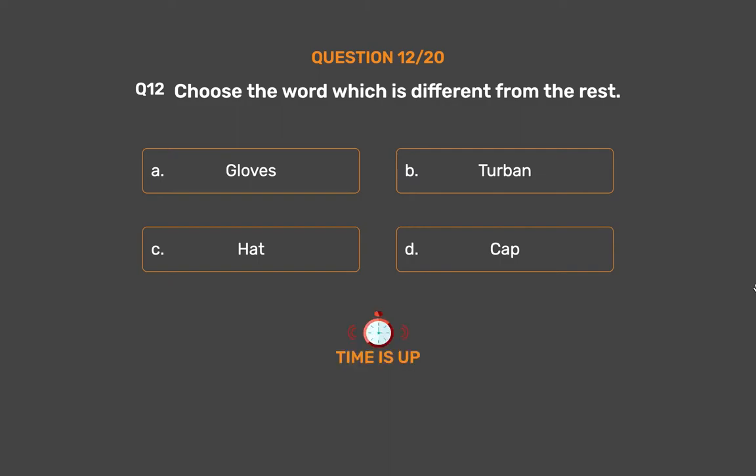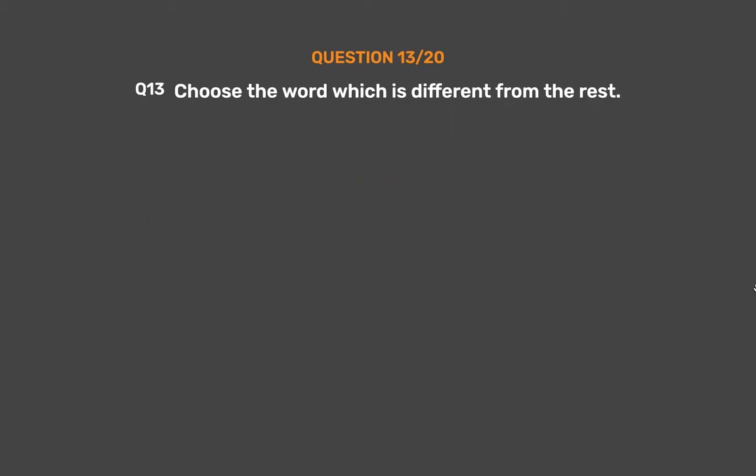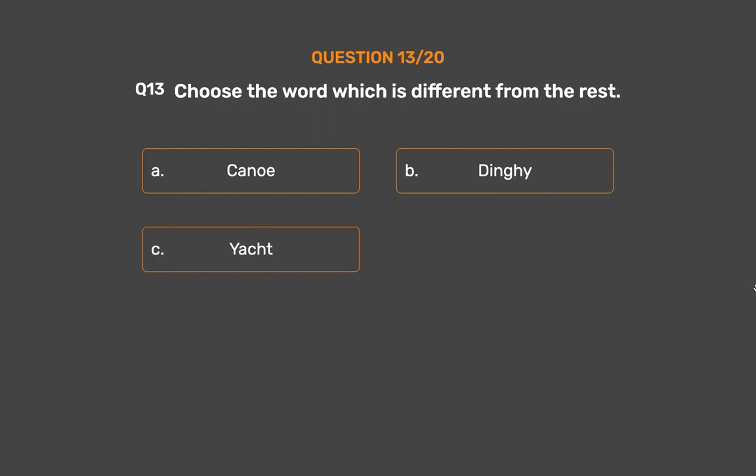The correct answer is option A, gloves. All except gloves are used to cover the head. Question number 13. Choose the word which is different from the rest. Option A, canoe. Option B, dinghy. Option C, yacht. Option D, ship.